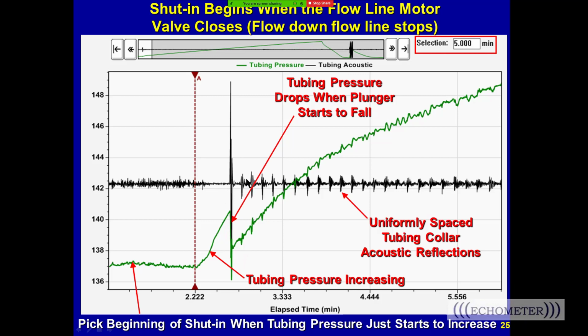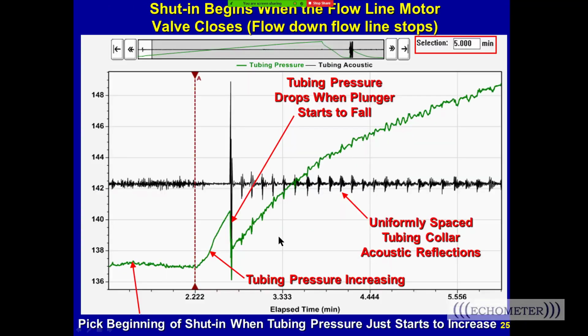You can see the signal on the acoustic trace, the change in pressure when the plunger goes by a collar. You see the change in pressure on the pressure trace also. So you can see the plunger falling on the acoustic signal, and on the pressure signal if you have a high resolution, high speed sampling pressure transducer. So that's what we have here. You can see both the uniformly spaced collars on the tubing pressure signal and the acoustic signal.